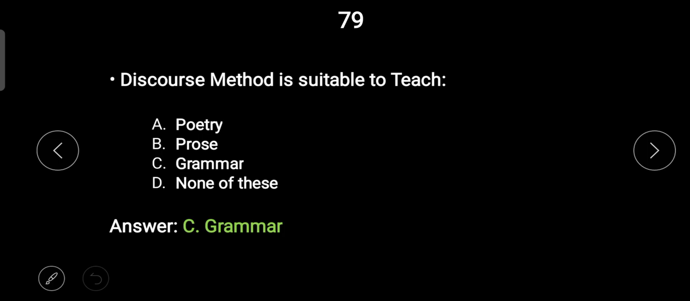Authentic written and spoken materials are used to teach grammar. Okay, for example, newspaper articles, letters. If it is audio materials, you will have recorded conversations or recorded phone calls. All these things are used to teach sentence structure, grammar, etc. That's what this discourse method is all about.